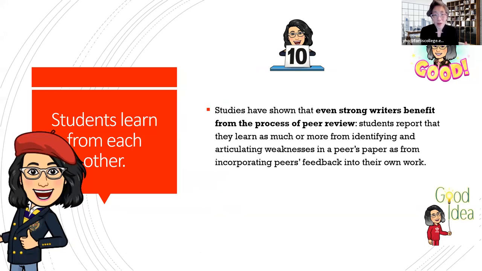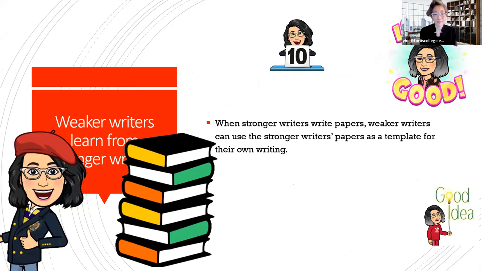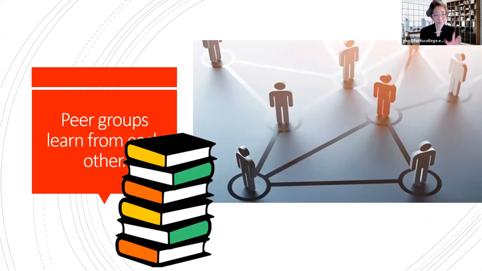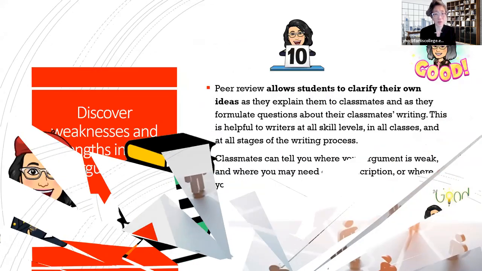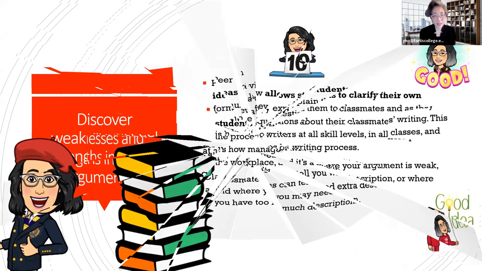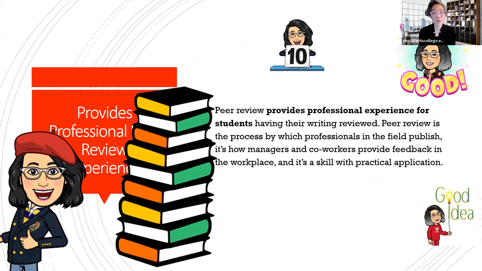So everybody learns from each other. When stronger writers write papers, weaker writers learn from the stronger writers. Peer review groups learn from each other. And peer review allows students to clarify their own ideas and discover weaknesses and strengths. Peer review provides professional experience for students in having their writing reviewed.